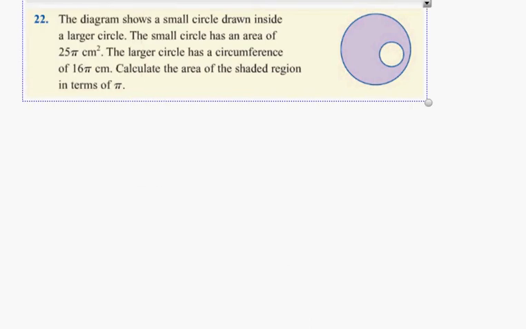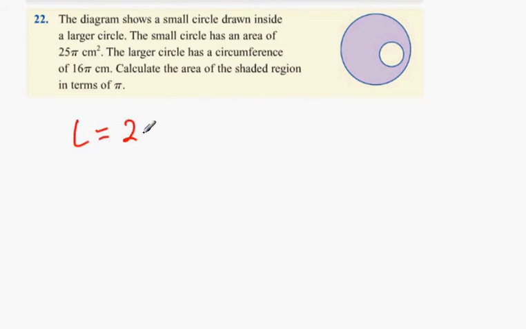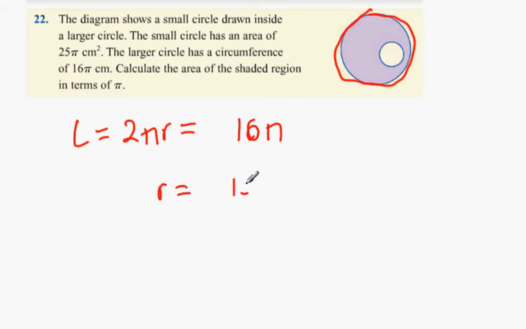What you need to do here is find out the circumference. Okay, the circumference is L. L equals 2 pi r. You're told the circumference, or the outside length of the bigger circle, is 16 pi. This means that 2 pi r equals 16 pi. You bring over the 2 pi. It's 16 pi divided by 2 pi. r is 8 centimeters. Okay.